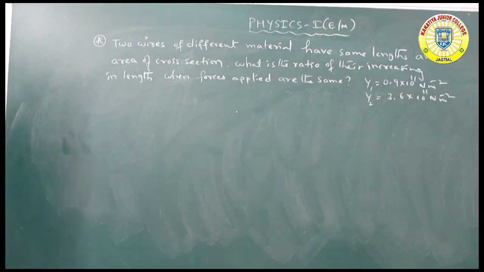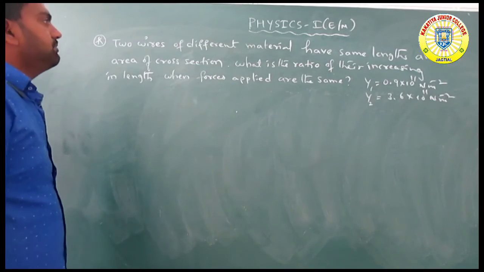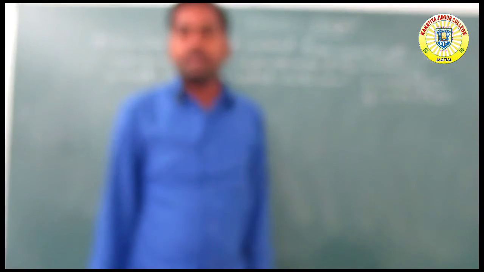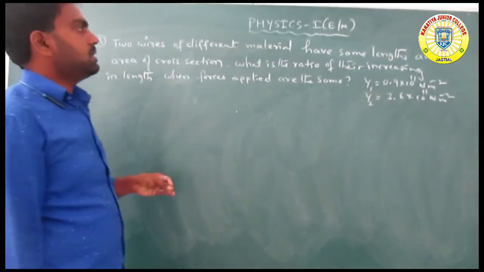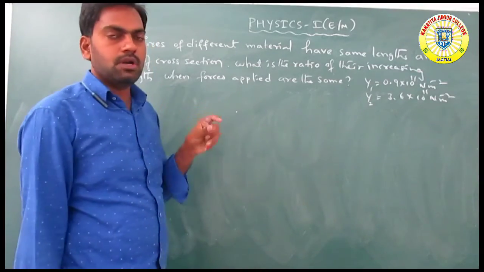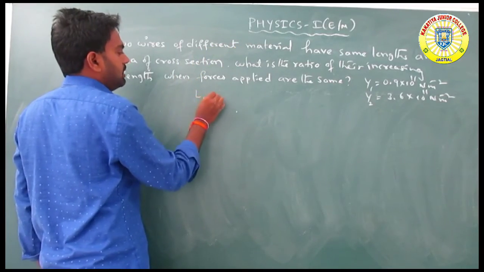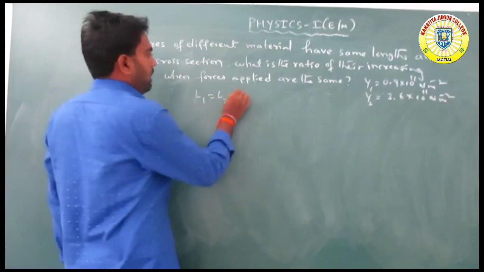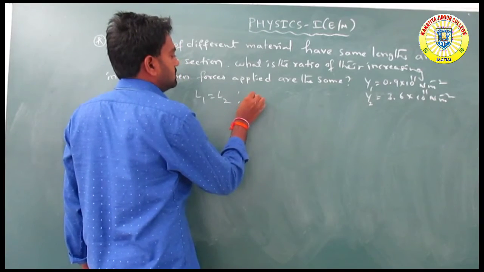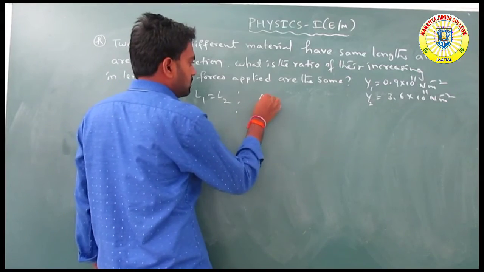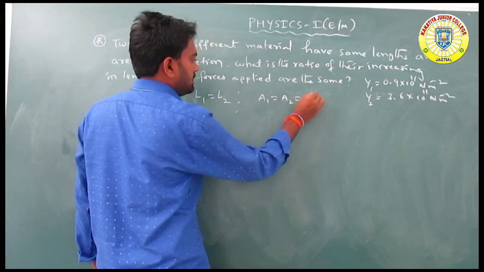Given that information, the two wires are of different materials, so they have different Young's moduli, Y1 and Y2. They have the same length and the same area of cross section, and we need the ratio of the increase in length. So the same length means L1 is equal to L2, and the area of cross section, pi r square, is A1 equal to A2 equal to A.